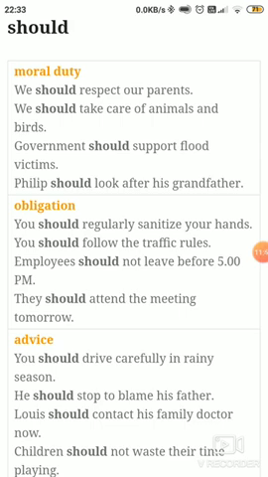Now, obligation, compulsory. You should regularly sanitize your hands. You should follow the traffic rules. Employees should not leave before 5 p.m. They should attend the meeting tomorrow.